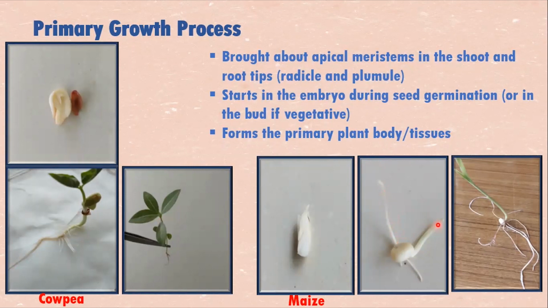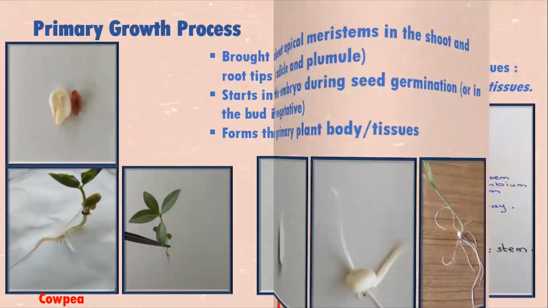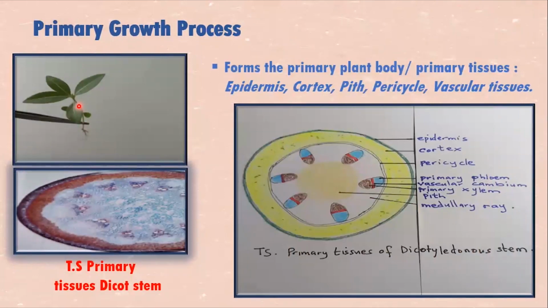And then here is the shoot. The shoot tip here will also have the apical meristem to produce more increase in length and more primary tissues of the shoots. So we want to look at the primary tissues that the apical meristems produce. And so if we have this dicot plant, the TS of it, section of it shows the primary tissues that go on during primary growth.